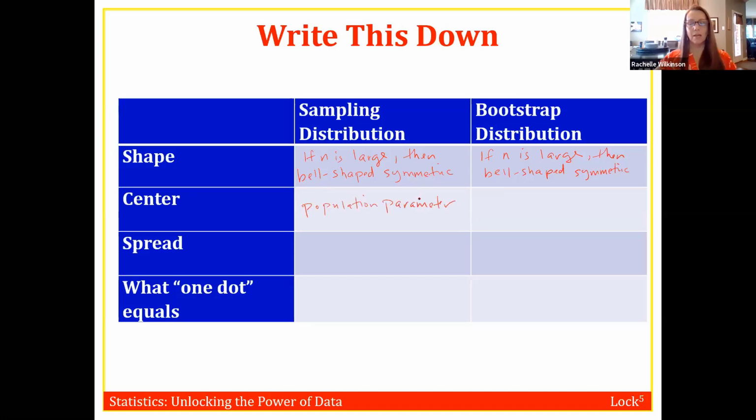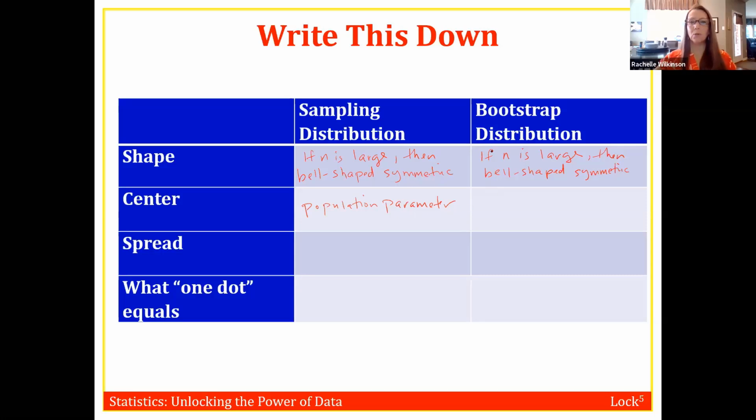Exactly. And that population parameter could be the population mean. It could also be the population proportion, the population correlation, difference in means, or difference in proportions. Whatever it is that we're measuring or trying to estimate is what it's centered on.